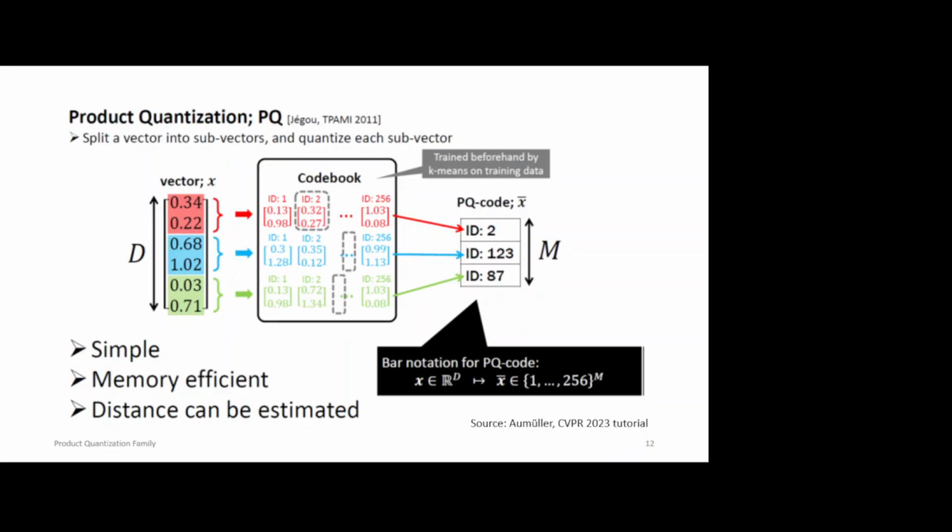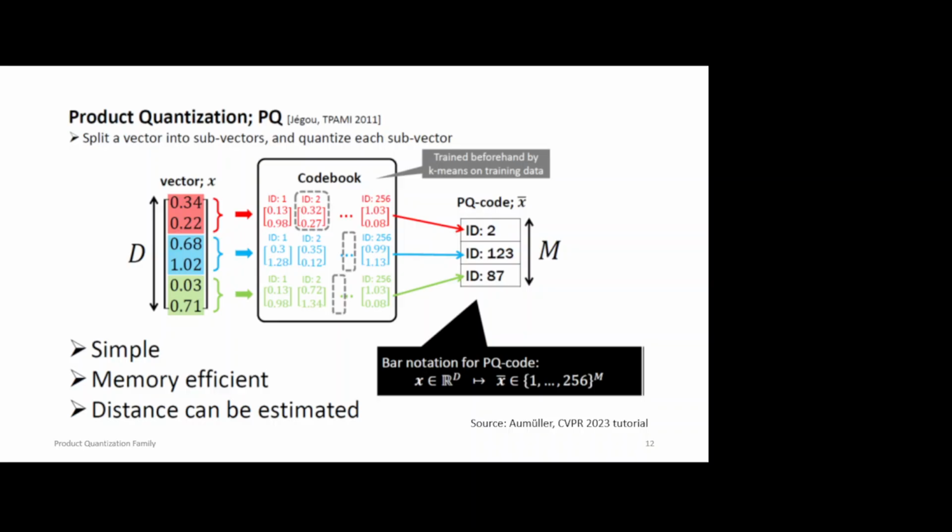Here we have a 6-dimensional vector, and we divide the dimensions into 3 segments. So each segment is only a 2-dimensional vector. And then there is the first, second, and the third. For the third segment, we will use this codebook.